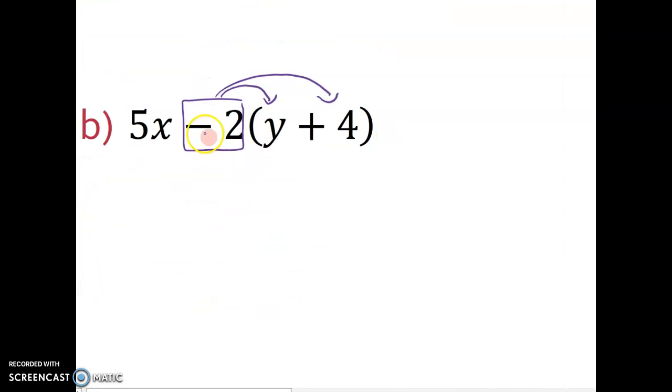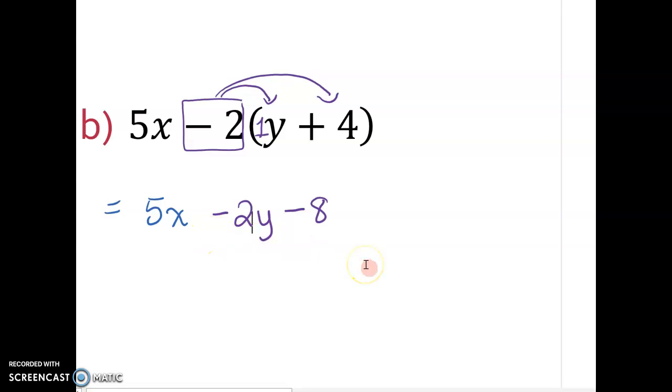So negative 2 times a positive 1y gives me a negative 2y, because negative 2 times 1. Negative 2 times a positive 4 will give me a negative 8. Okay, negative 2, positive 4, multiplied gives me negative 8. Then I'm just writing what's left over, which is the 5x that was in front. So I have 5x minus 2y minus 8.